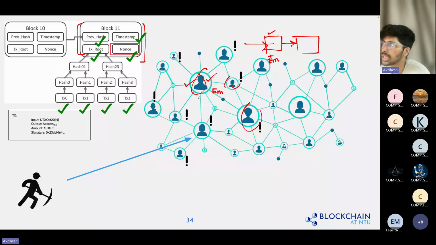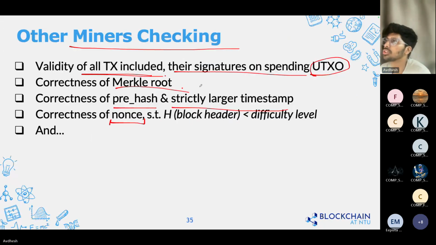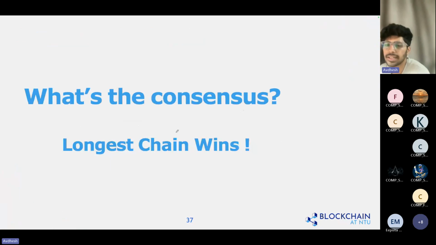But the thing you would ask me is, why would anyone do this, right? I'm not going to waste my time just verifying a block. What is a miner getting? So we'll get into that.